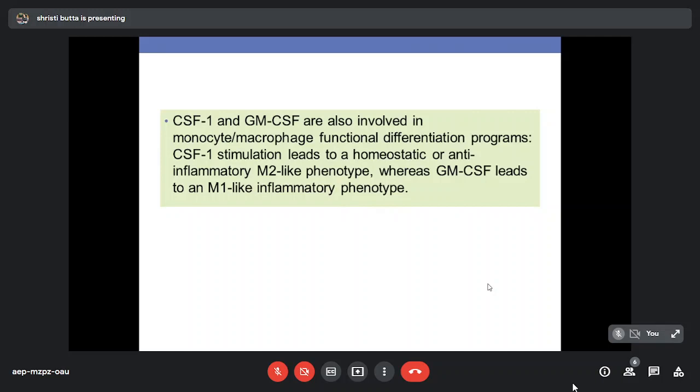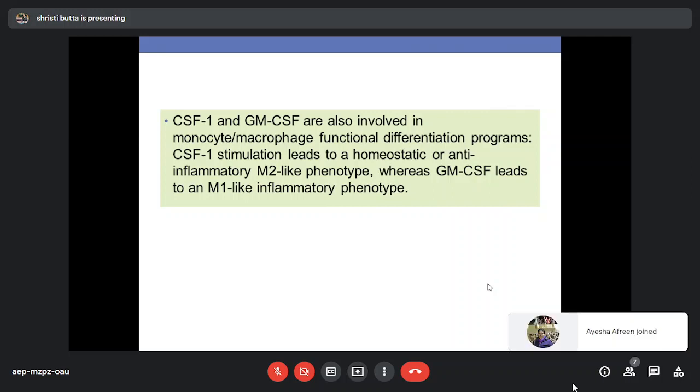Therefore, CSF1 and GMCSF, that is the MCSF and the GMCSF, are both involved in the monocyte macrophage functional differentiation programs. CSF1 or the MCSF leads to a homeostatic or anti-inflammatory M2-like phenotype, whereas the GMCSF leads to an M1-like inflammatory phenotype. So that is very important. This is because the GMCSF allows for the production of the monocytes only under inflammatory conditions. And as we all know, the M1 phenotype of the monocytes or macrophages corresponds to the inflammatory phenotype. On the other hand, the M2 phenotype corresponds to the anti-inflammatory phenotype. So that is because the CSF1 or the MCSF leads to homeostatic or anti-inflammatory or M2 phenotype of the macrophages.